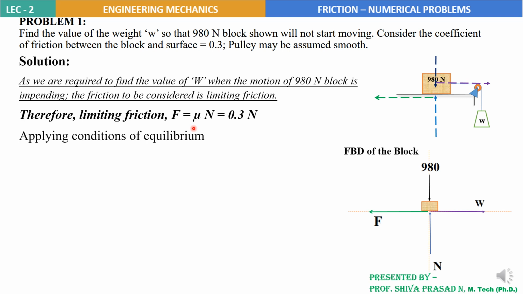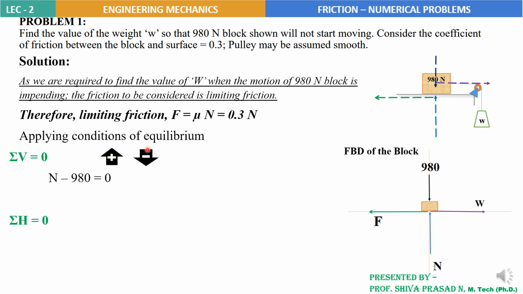Applying the conditions of equilibrium, they are sigma V equal to 0 and sigma H equal to 0. Let's apply the first condition, that is, the algebraic sum of all vertical forces equal to 0. The sign convention is upward forces positive and downward forces negative. Resolving these forces along the vertical, we have a downward force 980 Newton and an upward force N. So plus N minus 980 will be the equation for sigma V. Why minus? Because it is a downward force.